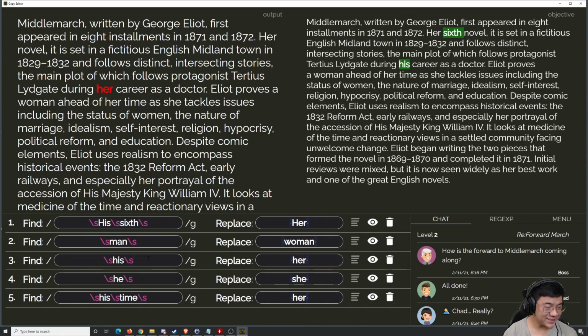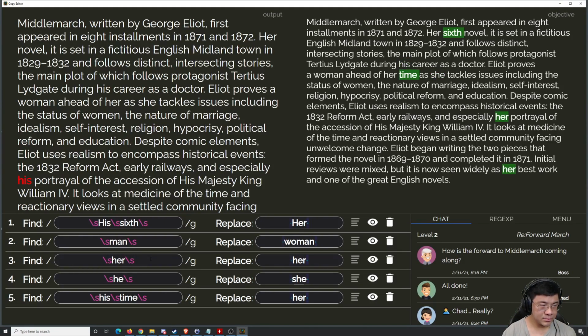Oh man, this is pretty hilarious. You only get 5 rules, so there must be a trick. The struggles. There has to be a way to do "his," and well, let's just. "His time." This is no longer missing anything. Okay.